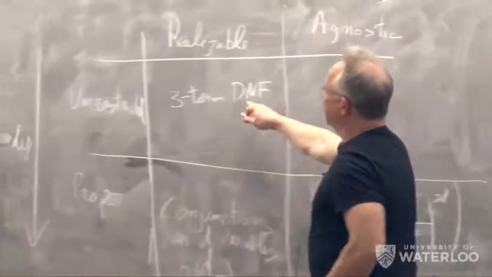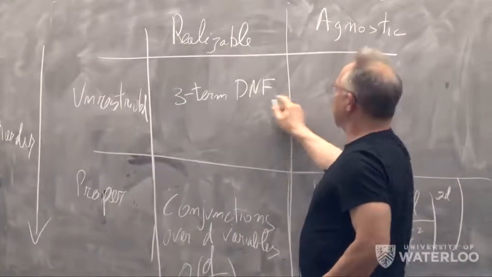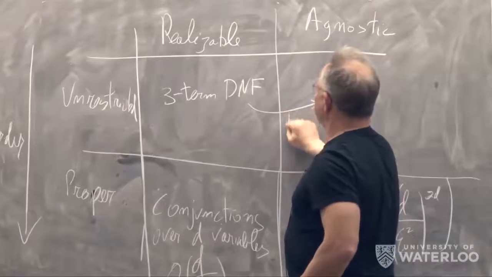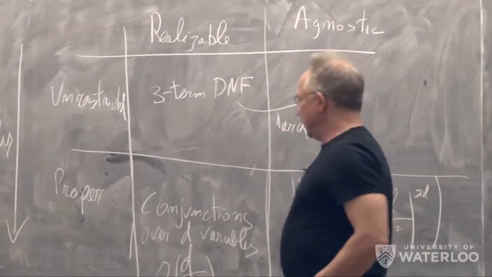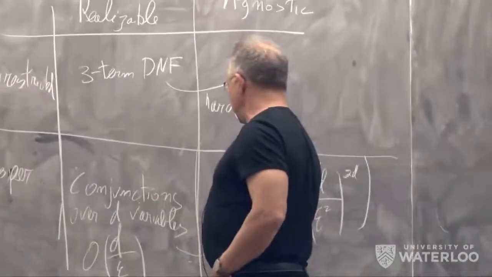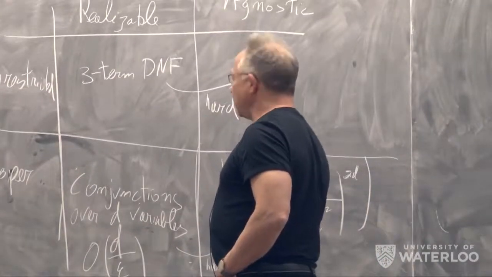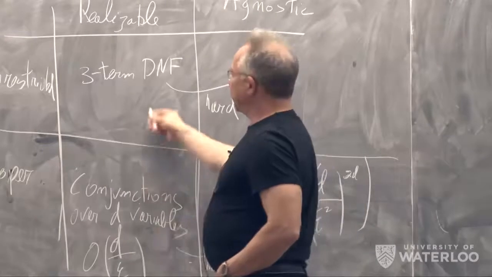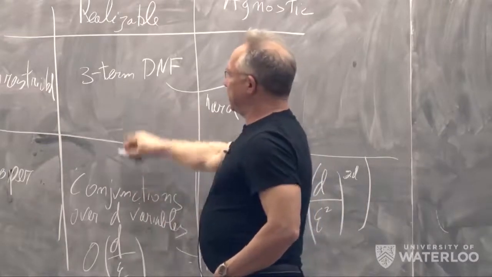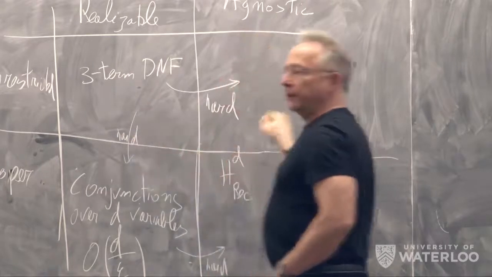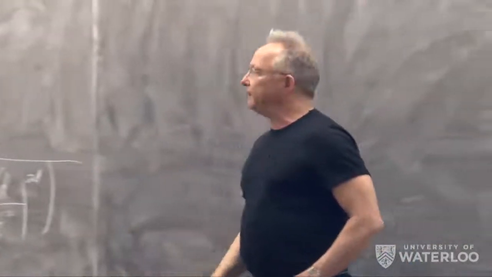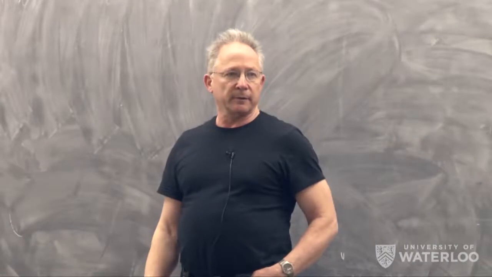If we try to learn 3-term DNF in the agnostic case, we can show that this is computationally hard. If we try to learn conjunctions in the agnostic case, it becomes computationally hard. So we cannot move them. If we try to learn properly these guys, it becomes hard. So they cannot be moved into the more demanding scenarios.